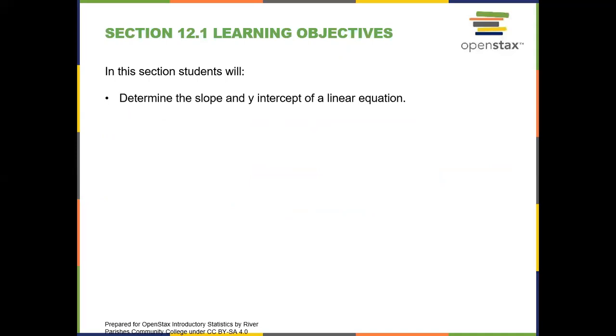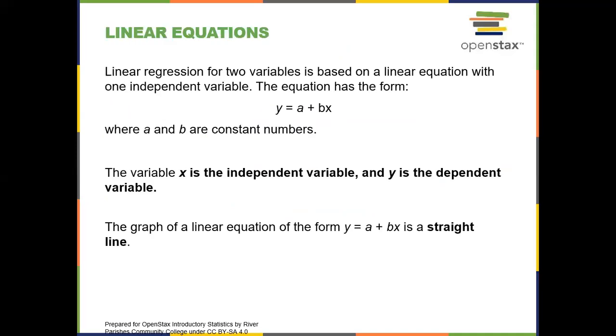Linear regression, linear equations. Linear regression for two variables is based on a linear equation with one independent variable. The equation has the form y is equal to a plus bx, where a and b are constant numbers. Y is the dependent variable which depends on x, which is the independent variable. The graph of a linear equation of the form y equal to a plus bx is a straight line.